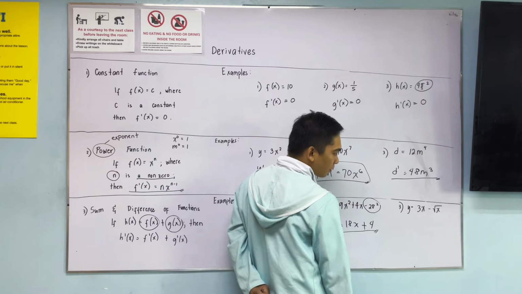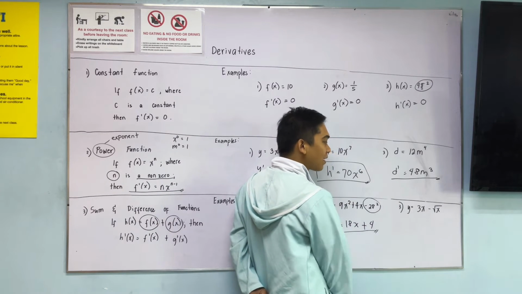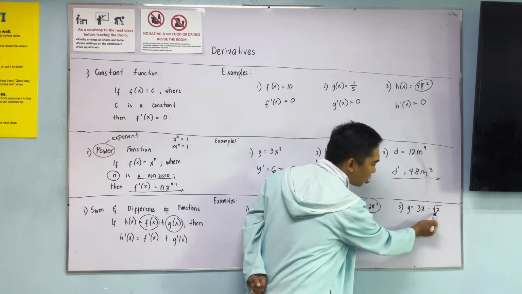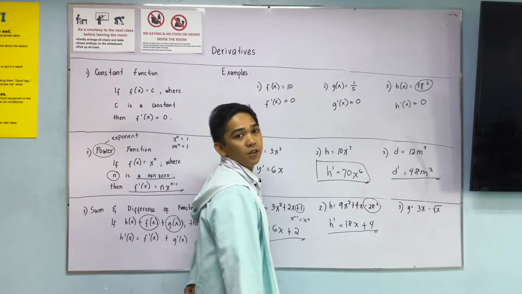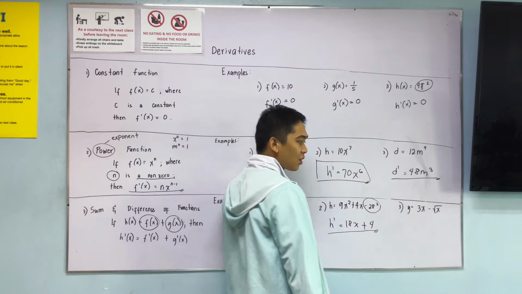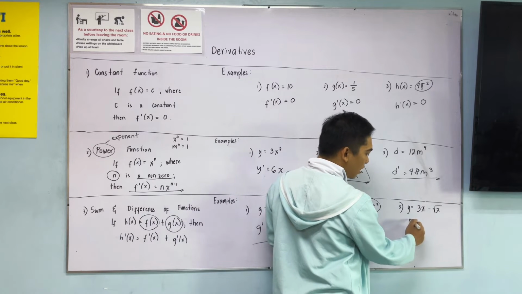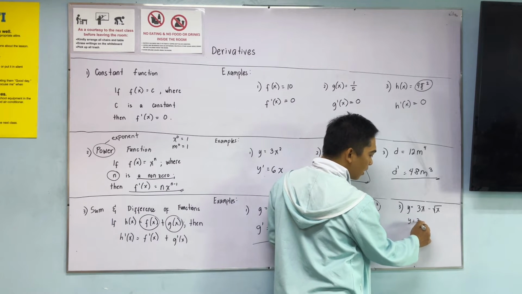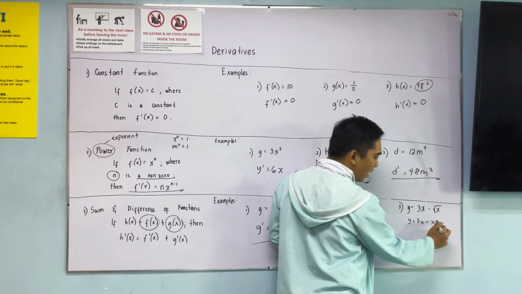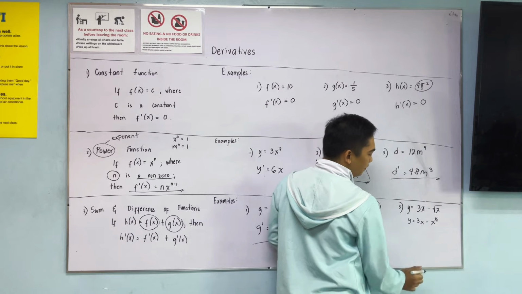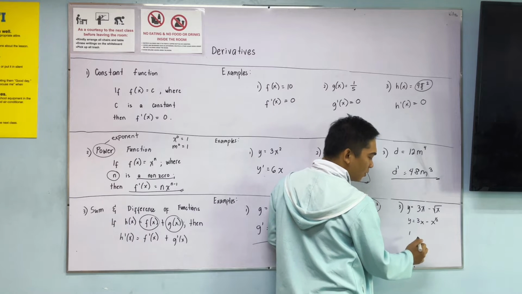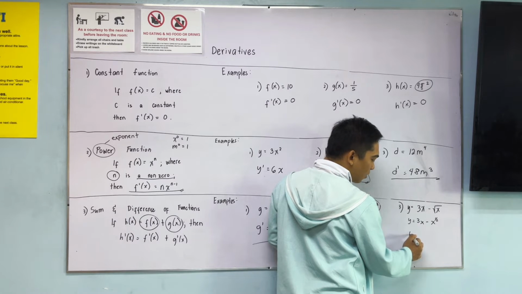Then last one, y is equal to 3x minus square root of x. Meron tayong radical sign. So, para magamit natin yung rules, gawin muna natin siyang exponential form. So, papalitan muna natin. This will become 3x minus, in exponential form, ang equivalent niya ay x raised to 1 over 2. Now, pwede na tayong, or pwede natin apply yung rules in derivative.